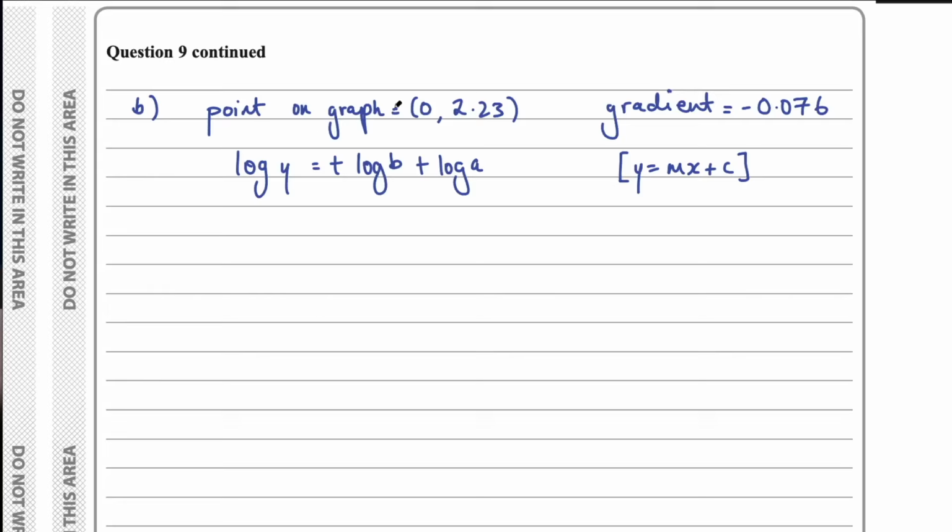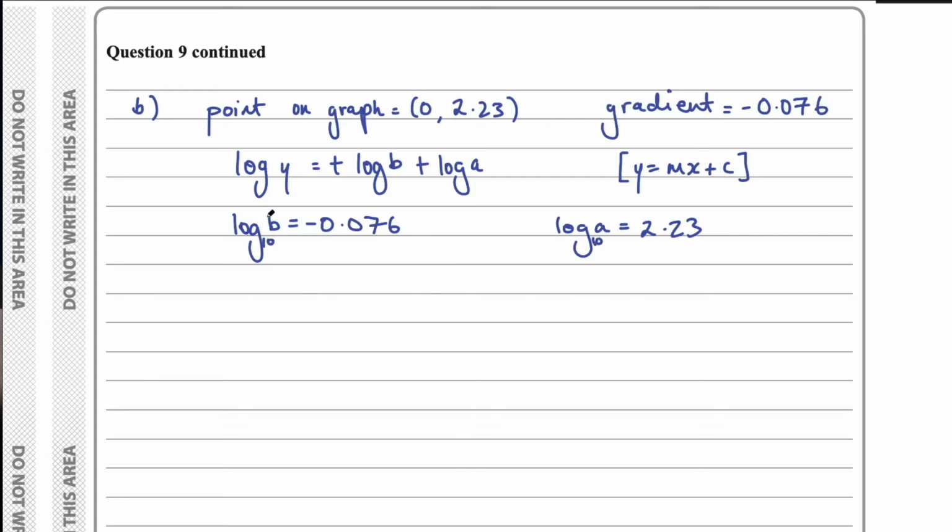Okay, remember what we said? We said log a equals the y-intercept. t is the variable, log b is our gradient. So log b is equal to our gradient, negative 0.076, and log a is equivalent to our y-intercept, which is 2.23. Then actually here I'm going to write the bases because it makes the next step a bit easier to see.